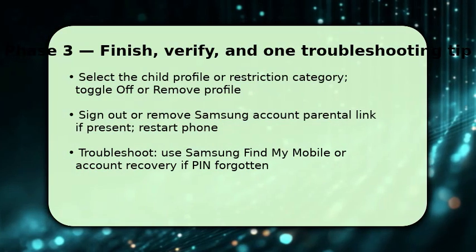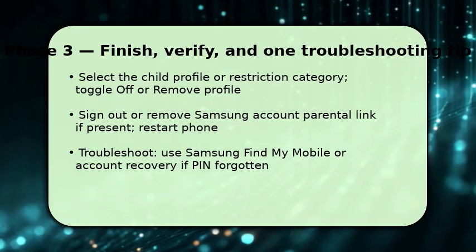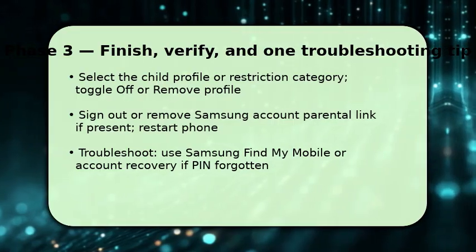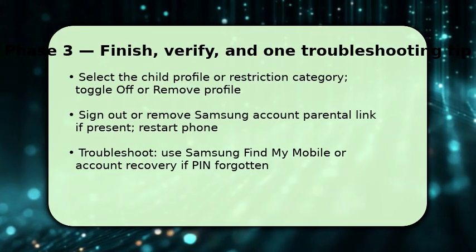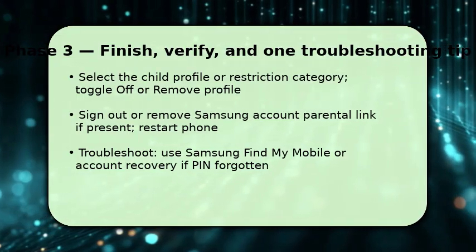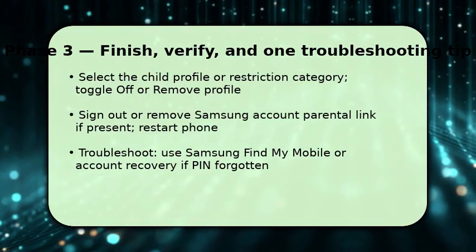You finish by turning off the restrictions and confirming the change. In the Parental Controls menu, choose the child profile or specific restriction, then toggle off or remove profile. Confirm with your Samsung account when asked. After changes, sign out of any linked parental Samsung account and restart the phone to apply settings.